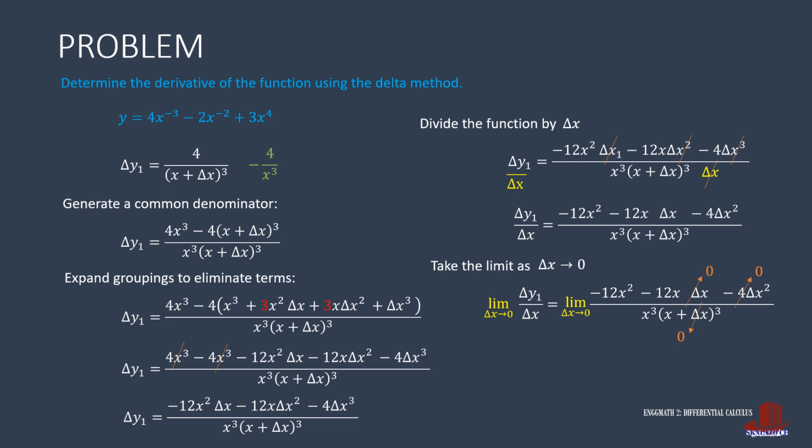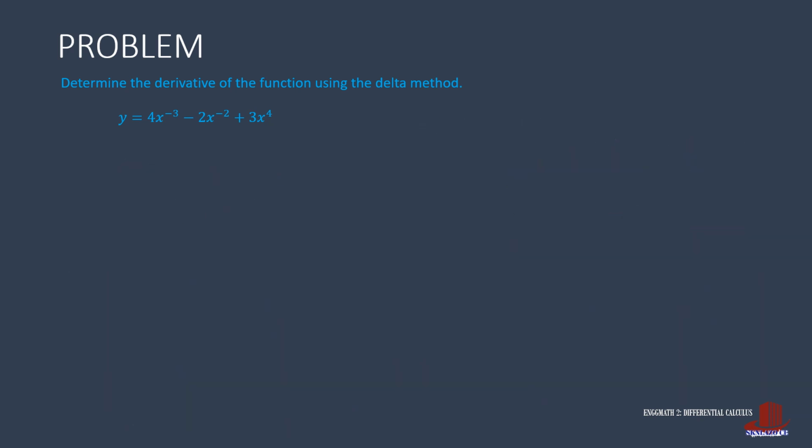Move to the last step of taking the limit of the function as delta x approaches 0. The limit then takes all terms with delta equal to 0, cleaning the function of delta y over delta x into negative 12x squared over x cubed with another x cubed. Cancel some x's and get the first term as negative 12 over x raised to 4. This is the derivative of the first term. Next is to solve for the derivative of the second term, which is 2 over x squared.